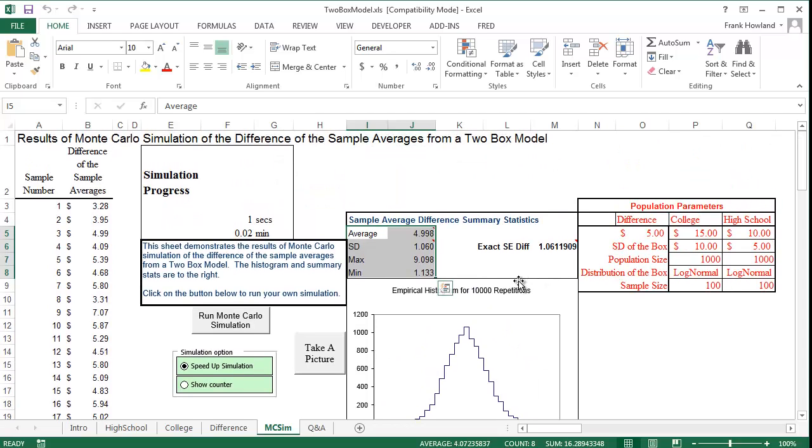So that's pretty much what's going on. In the next screencast, we'll present a homework problem.